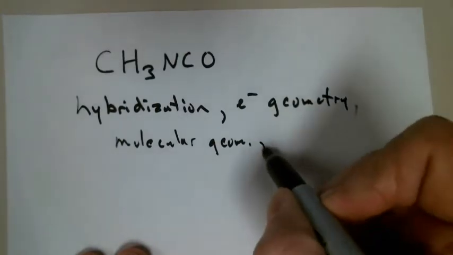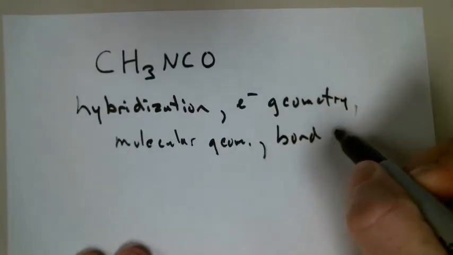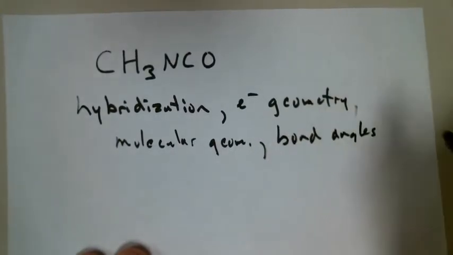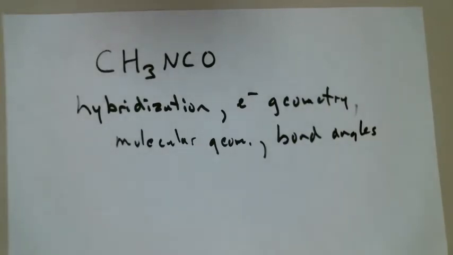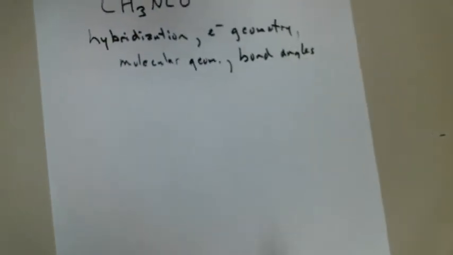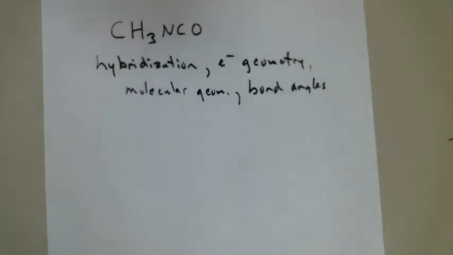And then I was going to talk about bond angles too, that you would get from that. And that's mostly just knowing that table. Okay, so the first thing, in order to do this, we'd have to draw the Lewis structure, right? And so let's draw the Lewis structure for that puppy.